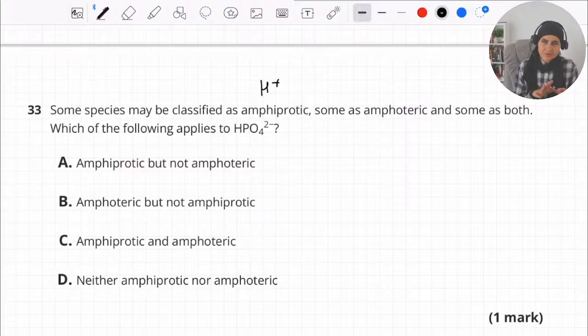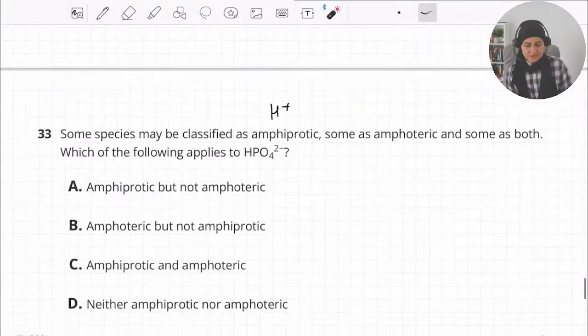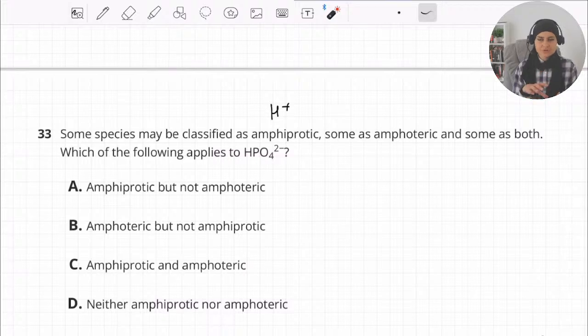Amphoteric is a more general term. It just says that the substance can act as an acid and a base. So amphiprotic shows you that the substance can act as acid and base because it can gain and lose a proton, using the Bronsted-Lowry definition, where an acid is a proton donor and a base is a proton acceptor. Amphoteric is a broader term because you also have Lewis definitions of acids and bases, where a lone pair is being donated or accepted.